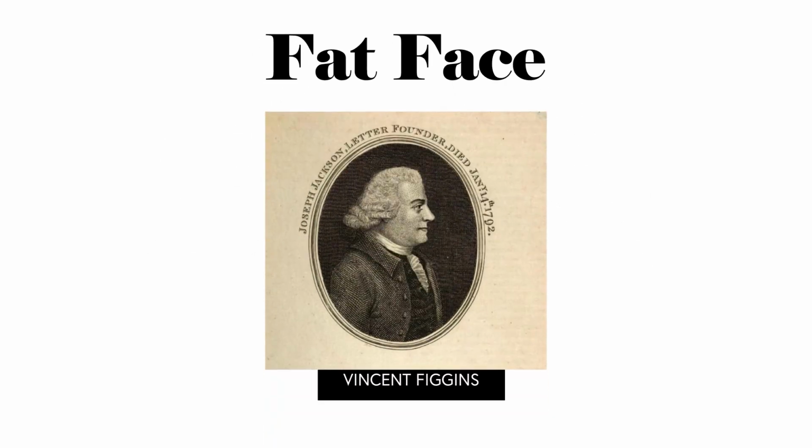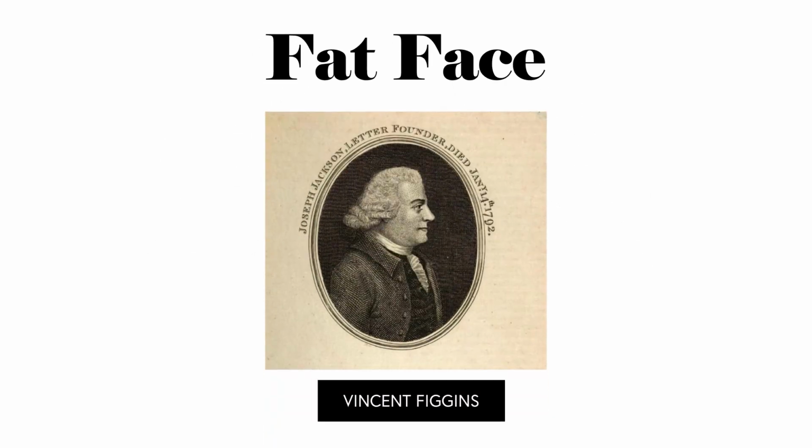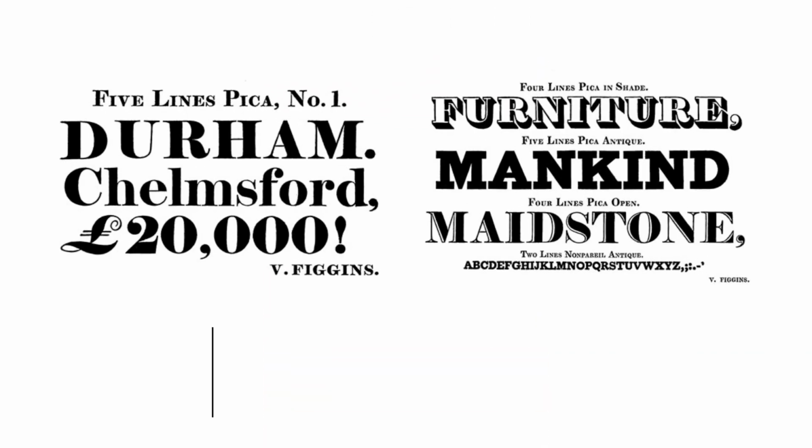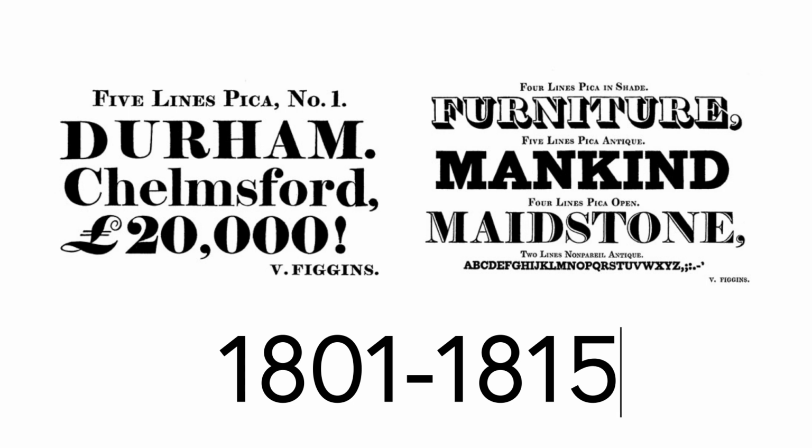Fat face typography came out of London in the early 1800s and was characterized by heavy contrast between the hairline serifs and bold vertical lines. British typographer Vincent Figgins was a pioneer of some of these designs and published a variety of typefaces in the early 1800s, some called two lines pica, many of which would either be used or imitated on poster ads and later the official Army logo.